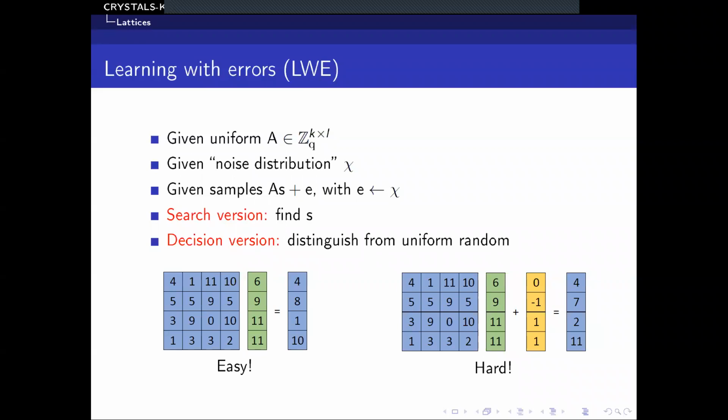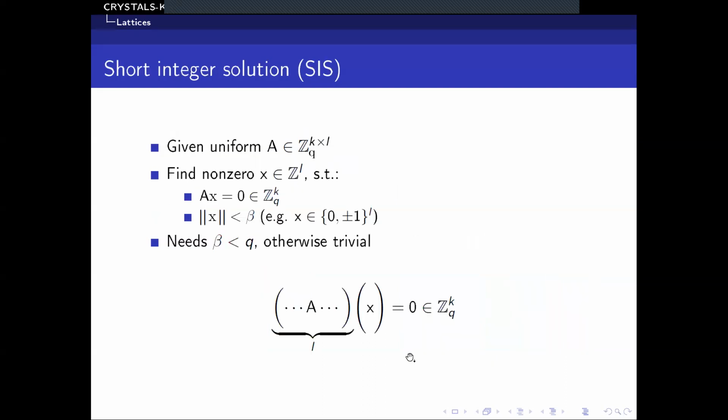Here we have an example where you can see that adding this error can change the result of this equation. So finding the green matrix here can be considered a hard problem. The second problem for providing a post-quantum cryptosystem based on lattices is the short integer solution. In this problem, finding the x such that Ax equals 0 with small coefficients of x can be considered a hard problem. I mean small coefficients of x, which can be equal to 0, 1, or -1.